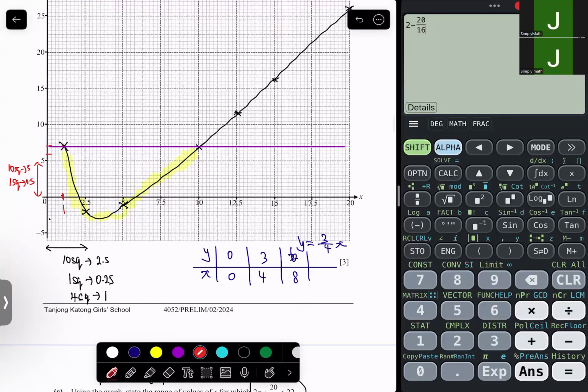Change color. 0, 0 is this point. 4, 3 would be 4 squares, 1, 2, 3, 4. Here, this is 4, and 3 would be 6 squares, 5, 6. This would be 4, 3. And then we have 8 and 6.